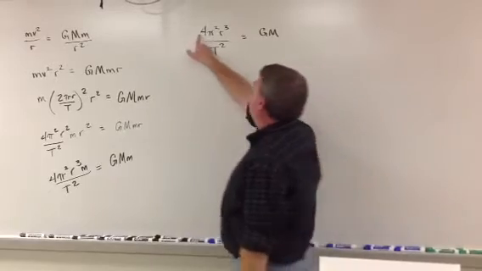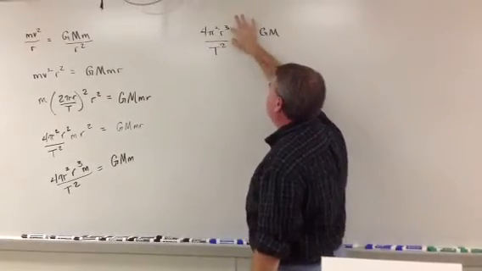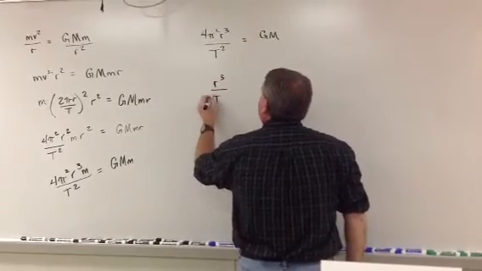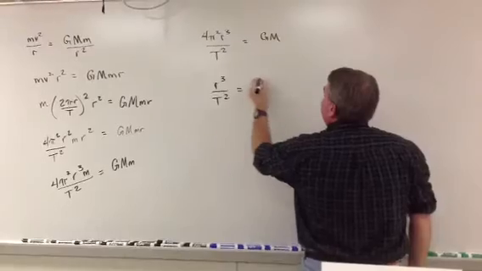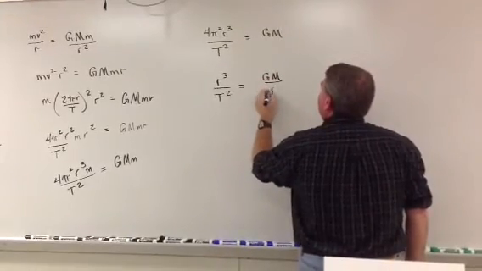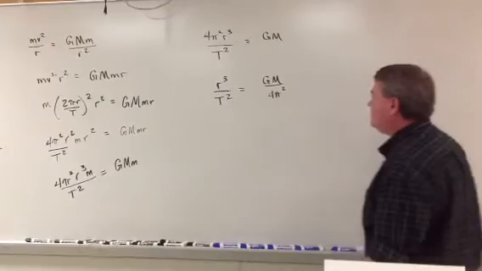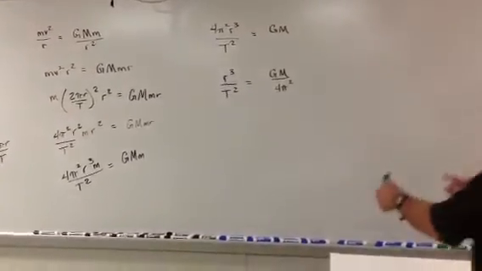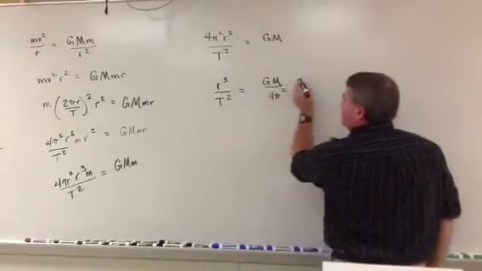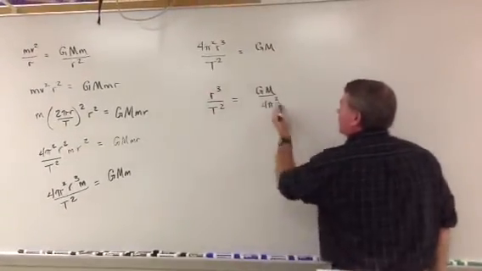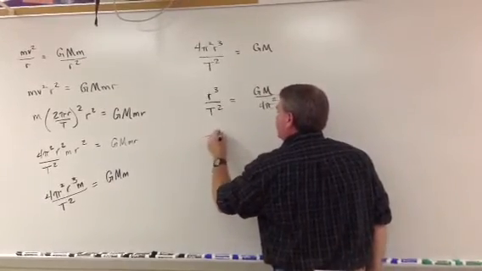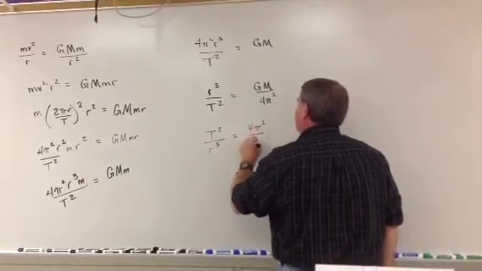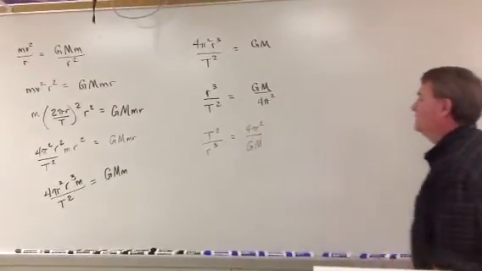Now, if we divide by 4 pi squared, we end up with r cubed over T squared is equal to GM over 4 pi squared. This is usually shown as T squared over r cubed, so I'm going to flip everything. Basically you multiply by T squared, you multiply by 4 pi squared, you divide by r cubed, you divide by GM. So this is going to end up being T squared over r cubed is equal to 4 pi squared over GM. That's normally how it's seen.